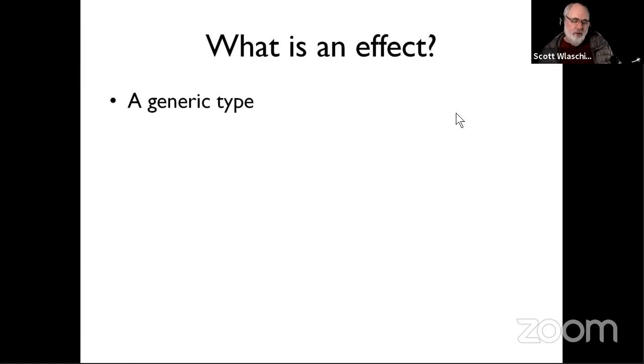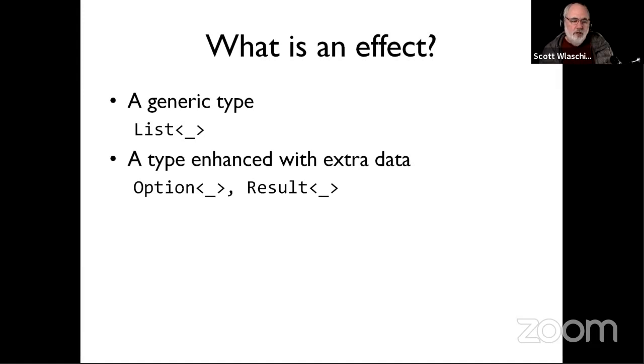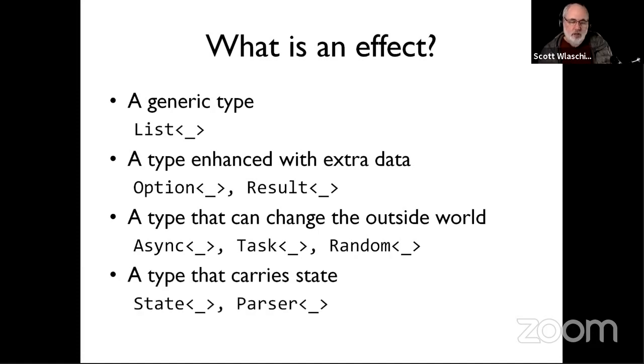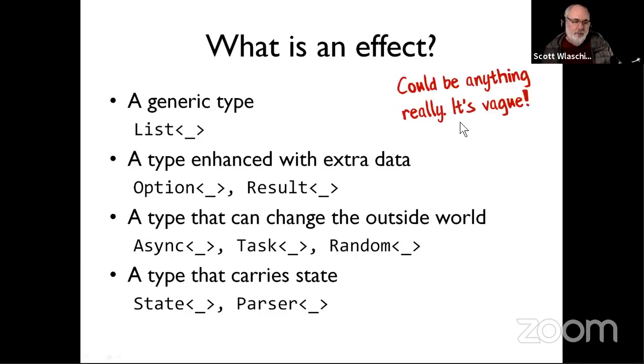So an effect, from a programming point of view, is just some sort of generic type. It's like a list, or it could be a type with extra data, like an option type or a result type. Or it could be a type that changes something, like the task type or the async type or a random type. Or sometimes you have types that have state. They keep track of their internal state, like parsers and stuff like that. So these don't really have anything in common. They're all just really kind of generic types. So that's really what an effect is from a functional programmer's point of view. It's just something more than just a regular type. Okay, so it's kind of vague.